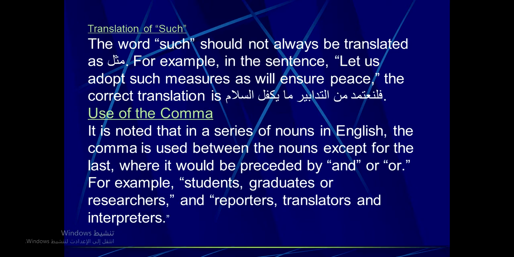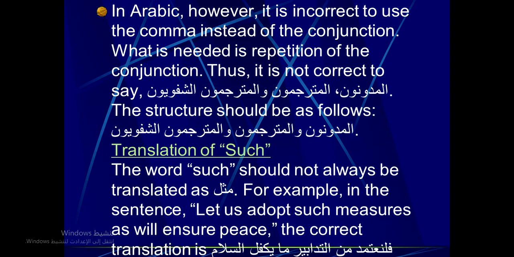Okay, the use of comma, I think, discussed it. Here, for example, it's correct, it's not correct. Like in Arabic, when you want to list some words, to say المدونون كما المترجمون والمترجمون الشفويين, following the English stylistics. No, you have to say المدونون والمترجمون الشفويون. Okay?